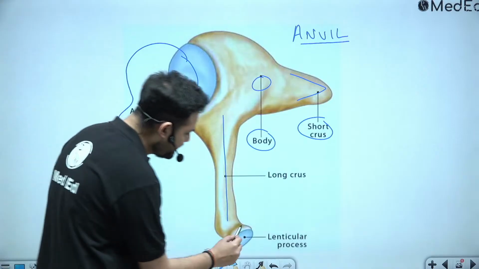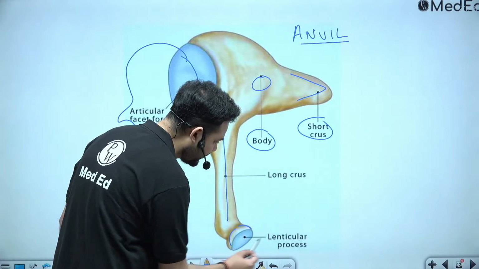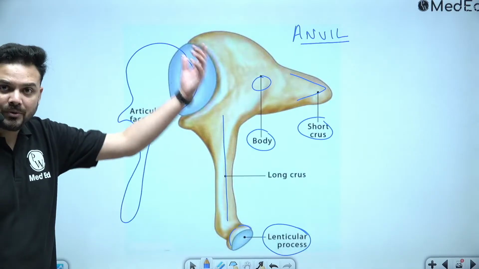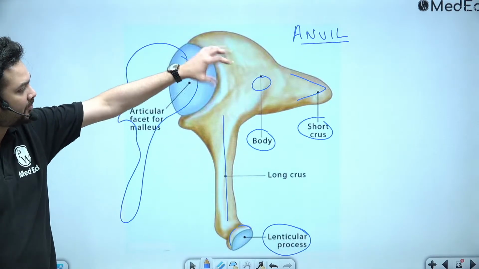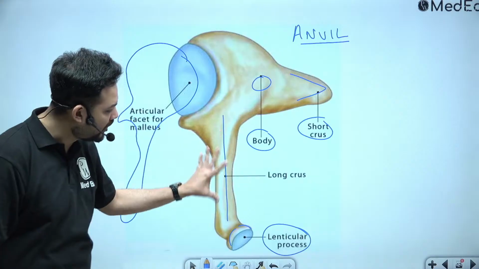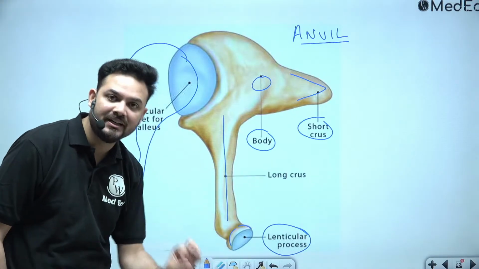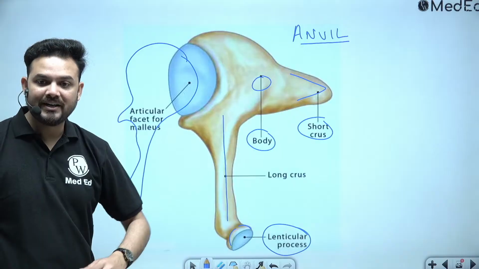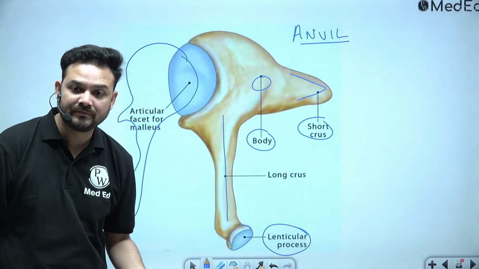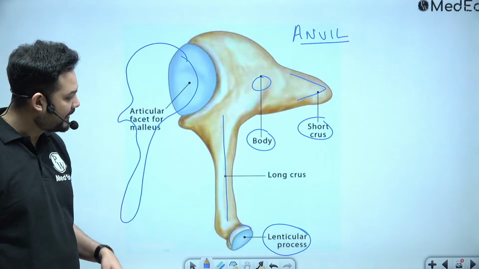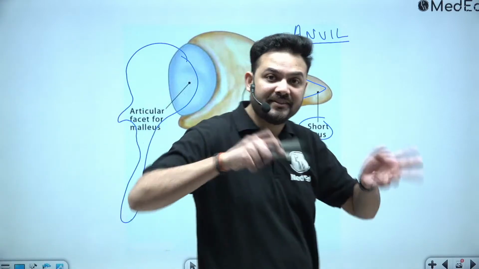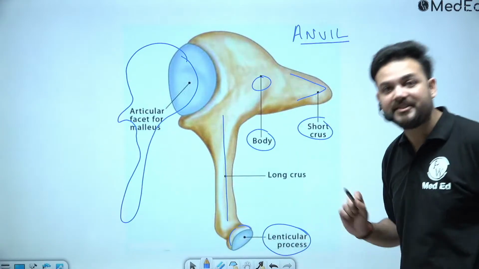और इसकी छोटी सी process होती है जो stapes से जुड़ती है, and that is called the lenticular process. Okay, तो क्या क्या parts हो गए incus के? You've got the body, the short process, the long process, and a small process which is called the lenticular process. This is the one which will attach to the stapes. यानी below that will be the stapes.